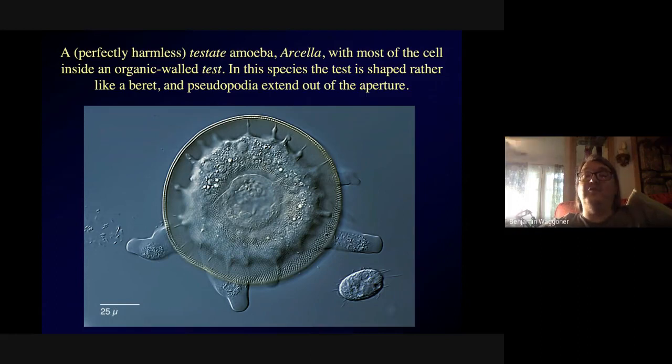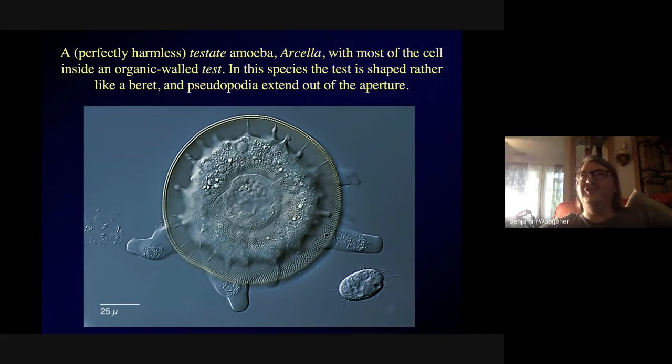So the test is round and kind of flattened. It's made of some kind of organic matter. I don't think it's exactly chitin, but it is kind of similar. The main body of the cell is inside that beret, and there's an opening through which pseudopodia can extend out. So this thing kind of looks like an amoeba stuffed in a beret that's sticking out pseudopods and creeping around. And I wish I could come up with a better image than that.